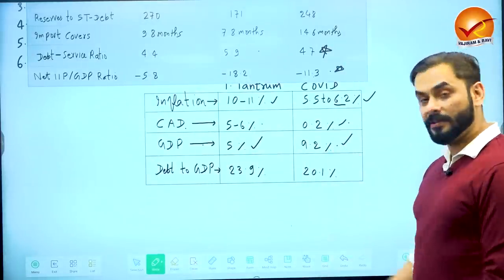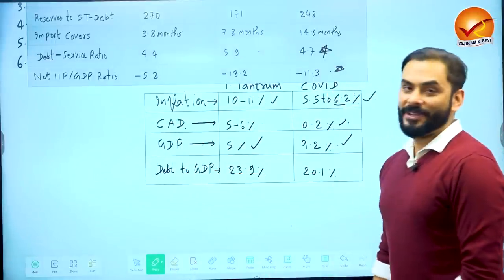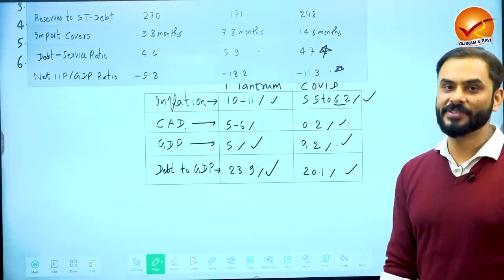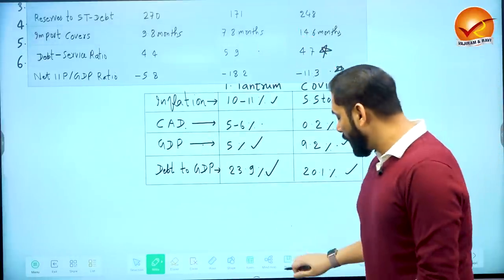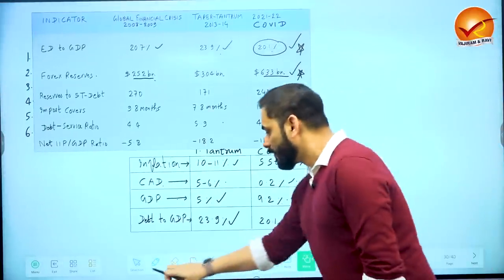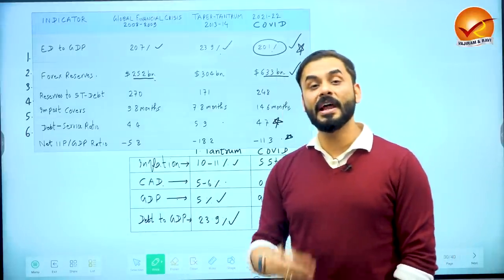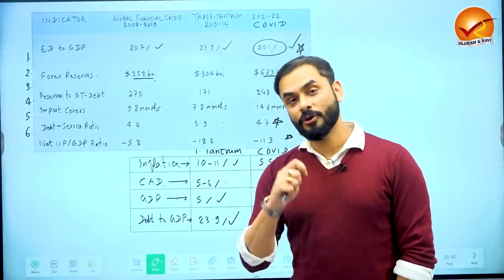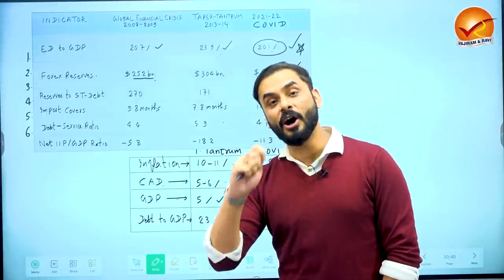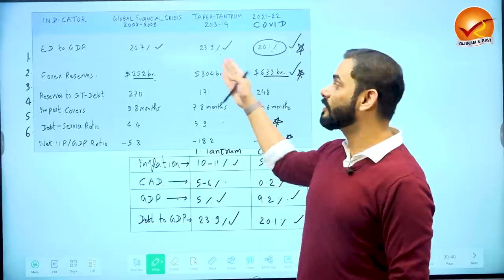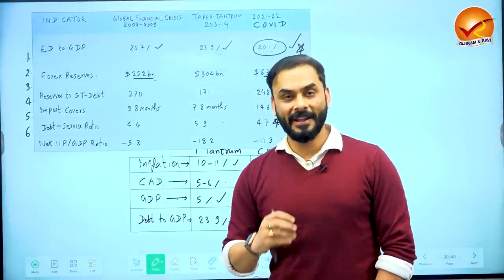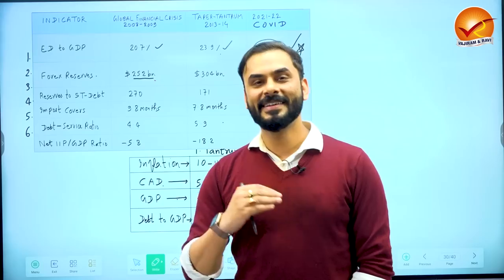So it's much better. Debt to GDP ratio 23.9 and here it is 20.1. So yes, it is better. If you look at all the macroeconomic indicators and macroeconomic fundamentals, you would see that we have been able to handle the COVID crisis and the situation much more strongly than how we used to handle crisis situations earlier. So in that sense, yes, the economic survey says that Indian economy has become much more resilient.